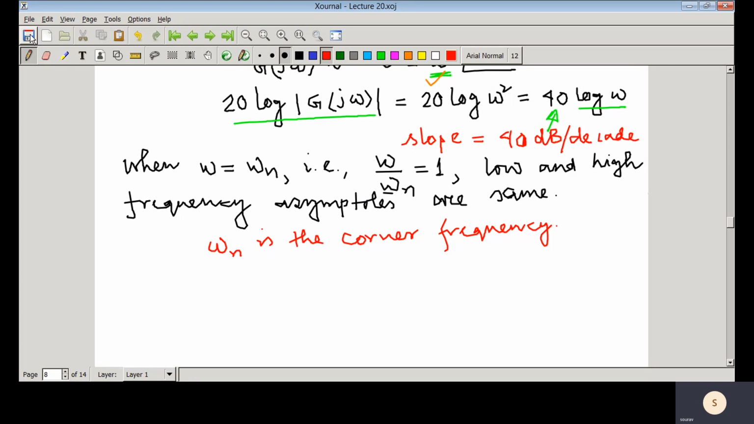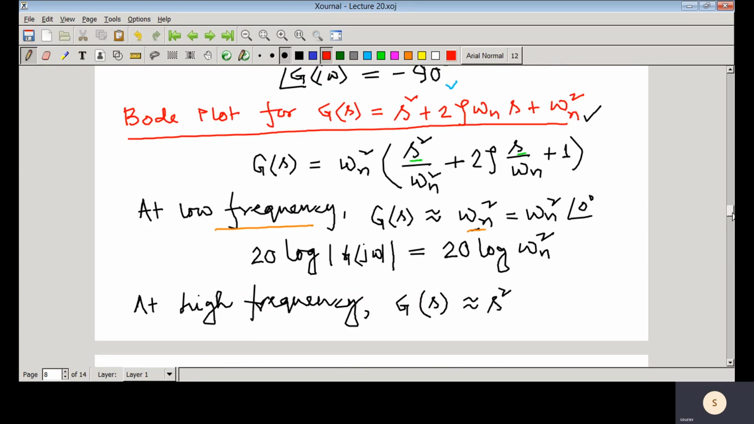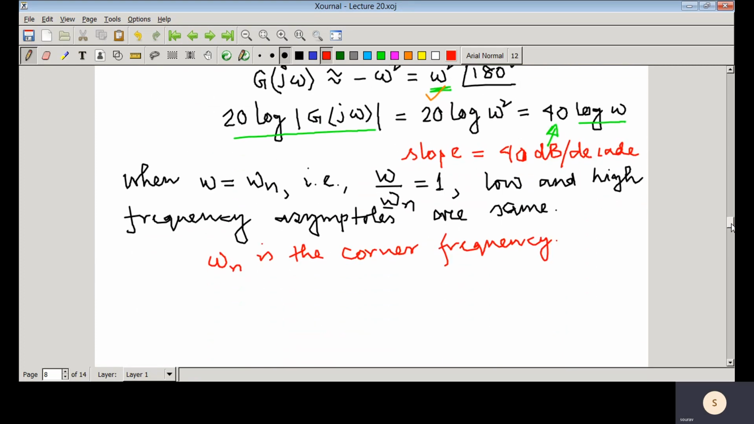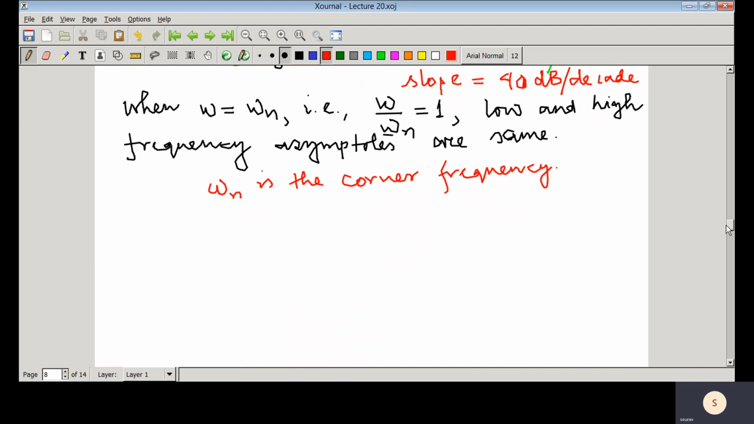We can also represent this particular second order factor in normalized form. So let us see how we can represent it in normalized form, that is normalized and scaling.